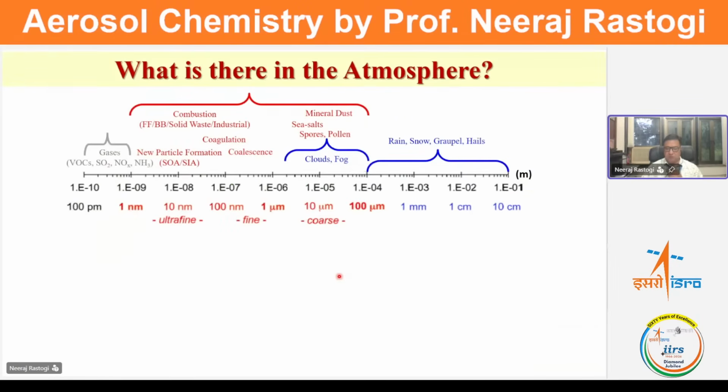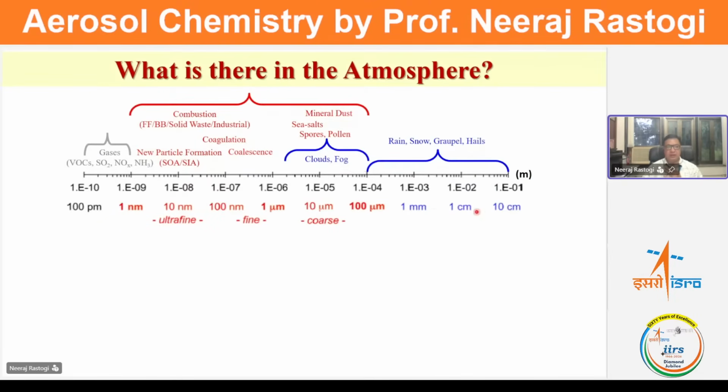Okay, now let us talk about the sizes. Before we go to aerosol especially, let us see what we have in the atmosphere. Now see the scale. It ranges from 10 to the power minus 10 to 10 to the power minus 1 meter. This is 9 orders of magnitude. What does that mean? We'll be talking in a minute. So the actual size is from 100 picometer to 10 centimeter. This is what we are talking about, and this is all present in the atmosphere.